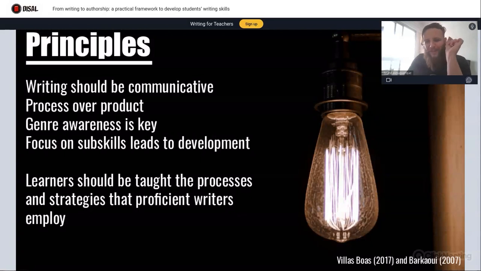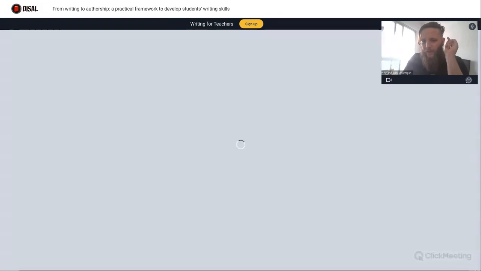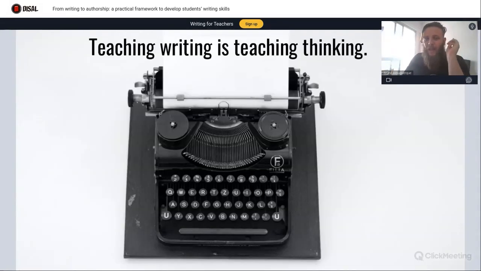But there is one thing that ChatGPT doesn't do that we're doing, which is thinking. I believe that teaching writing is actually teaching thinking. You're teaching students to organize thoughts logically and clearly so that anyone reading what they wrote will understand and will feel like part of the conversation.